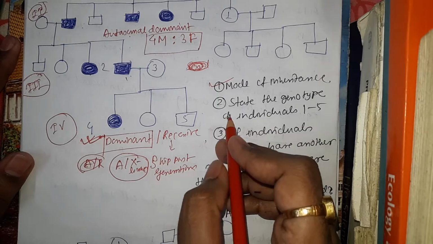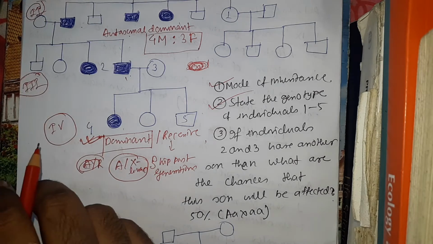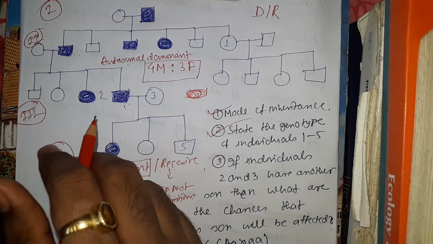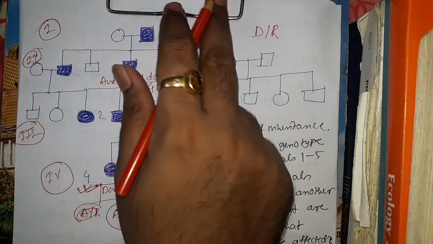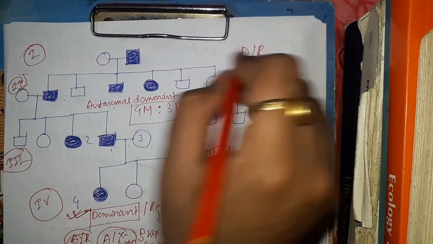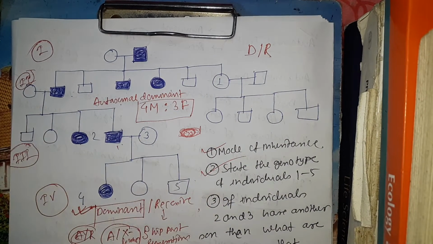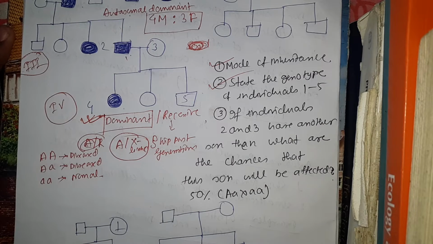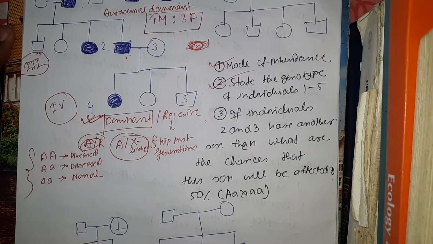The next question simply wants us to state the genotype of individuals 1 to 5. Okay, so let's talk about that. As I have previously mentioned in the rules, we need to solve this with the help of genotypic analysis. So in case of autosomal dominant types, we have genotypic analysis something like that.